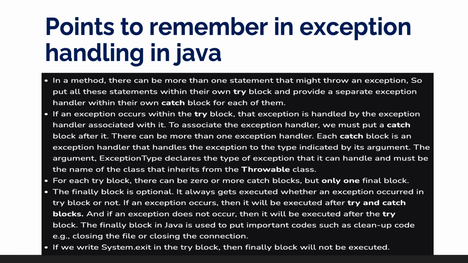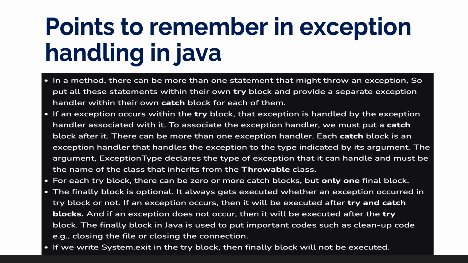So the first important point is that in a method there can be more than one statement that might throw an exception. So put all those statements in their own try block and provide separate exception handling within their own catch block for each of them. That's what we have seen in the case of nested exceptions.